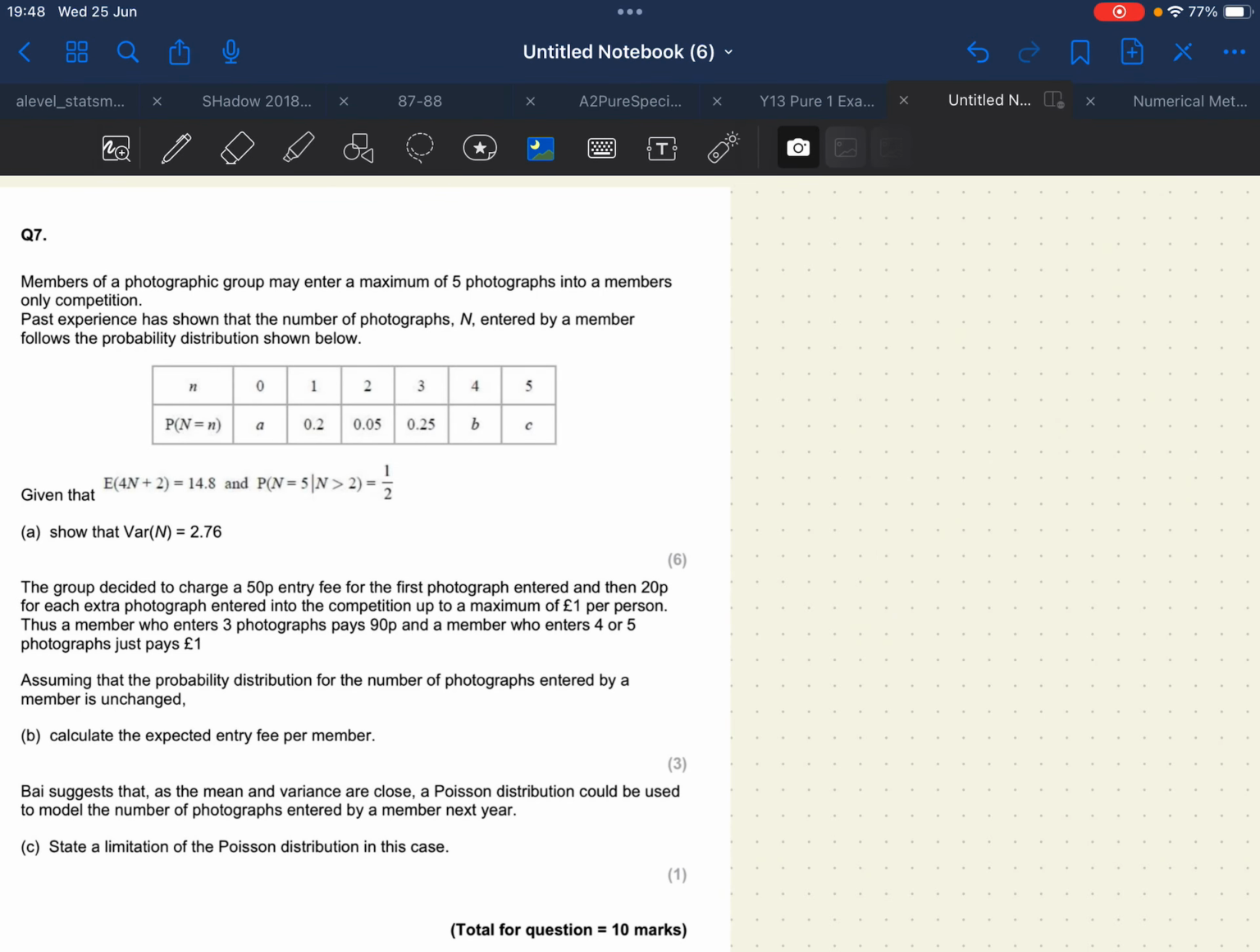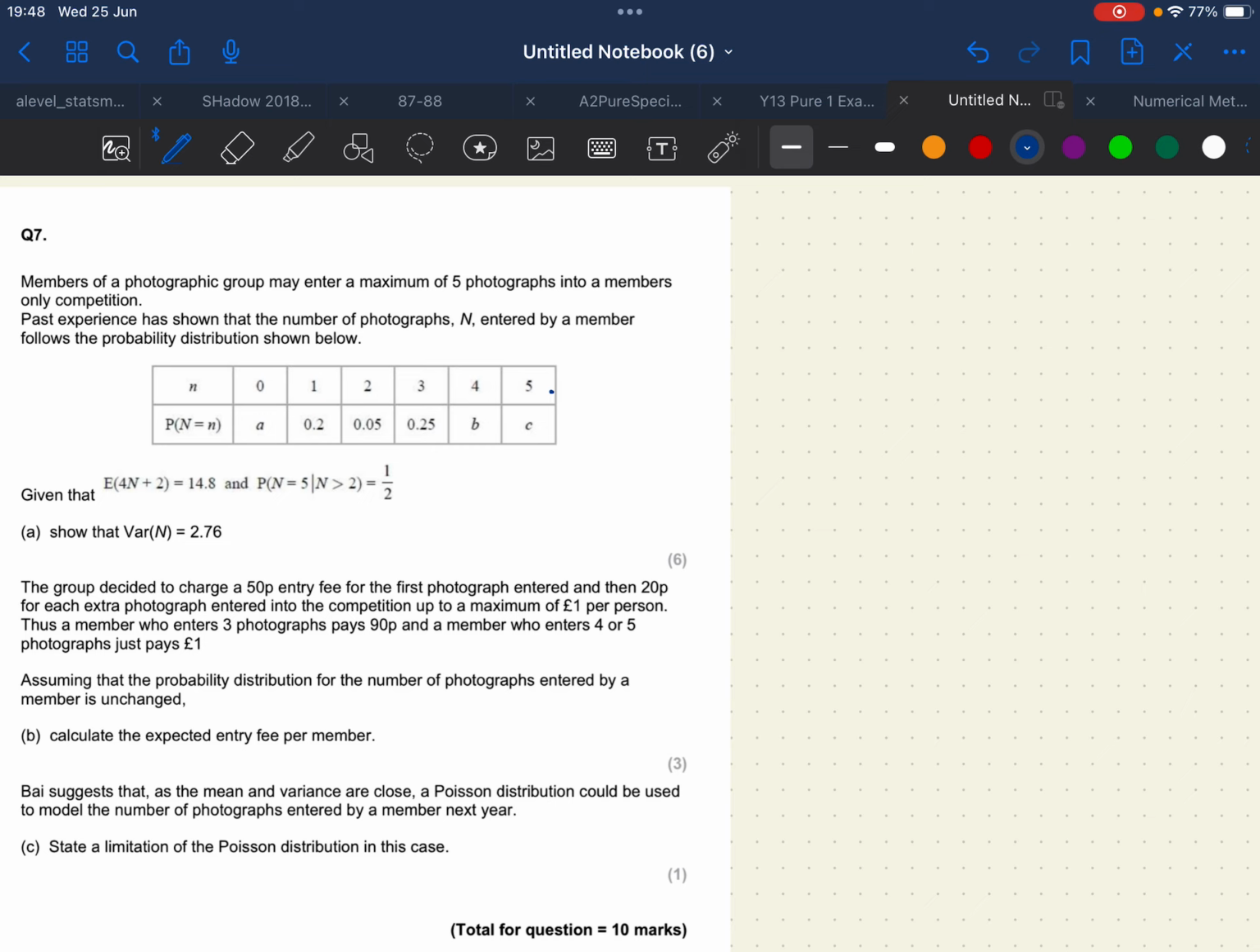Okay, this is another one of the questions that came up in Further Stats Chapter 1 that you wanted some help with. So let's have a go. Members of a group may enter a maximum of 5 photographs into a members only competition. Past experience shows that the number, so it's just the idea is this is why that's a 5.